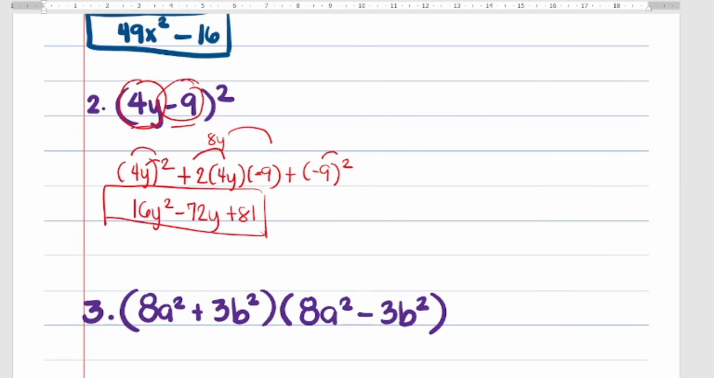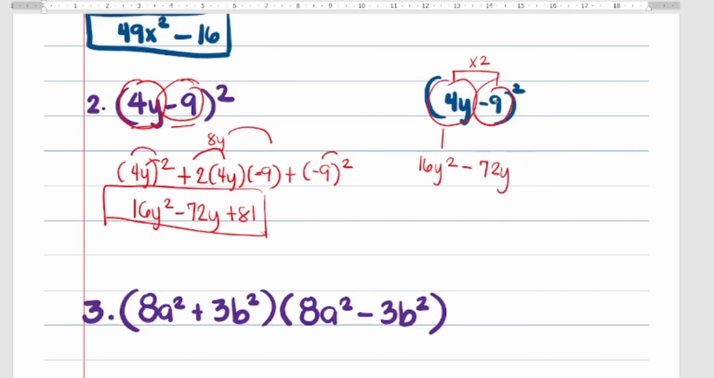If you prefer not to write your solution, you can go directly to the answer. For example, the square is 16y squared. Then, for the middle term, you multiply both terms and times 2. That's negative 72y. And for the last term, you get the square, so plus 81. So, you can do the computation mentally.